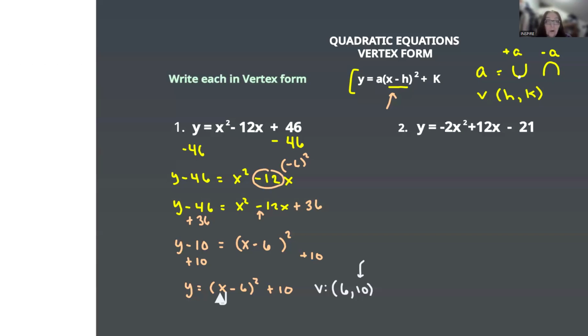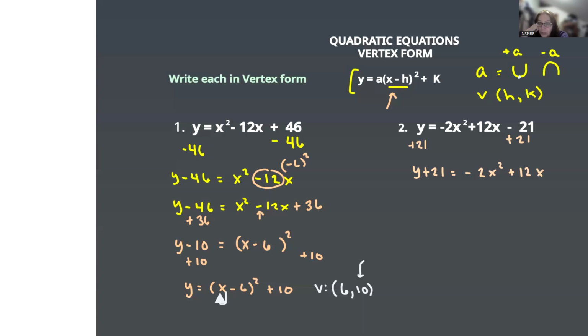So step 1, we're going to move that minus 21 to the other side. And how am I going to do that? They're subtracting, so I'm going to add. So now I have y plus 21 equals negative 2x squared plus 12x. Now, once you have it down to 2 terms, you want to make it into a perfect trinomial.